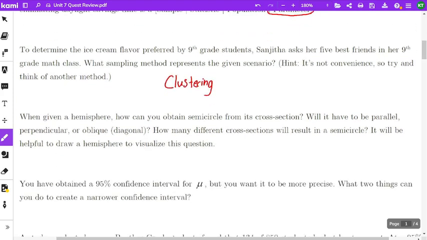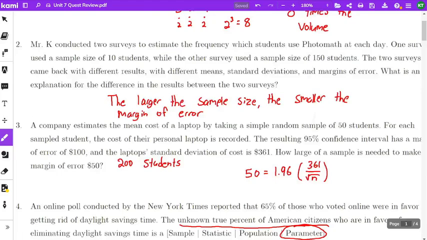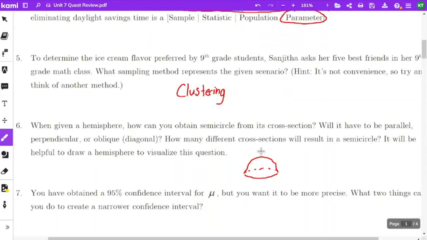Anyways, moving on. We have a hemisphere, and it's asking how can I obtain a semicircle from a cross section. So that would mean we have this half sphere here, and then how can I cut this to get a semicircle? We would have to cut it perpendicular to its base, so that would be like here.